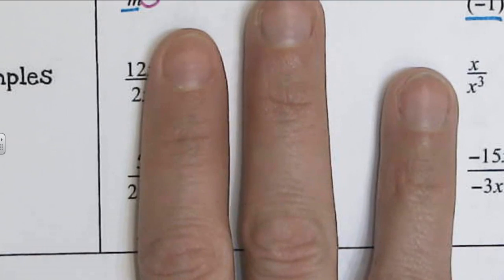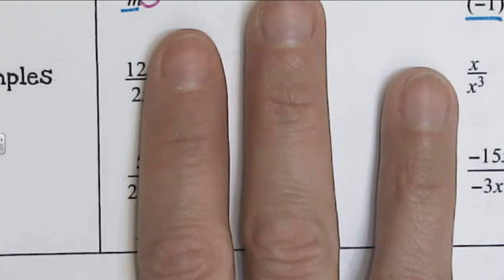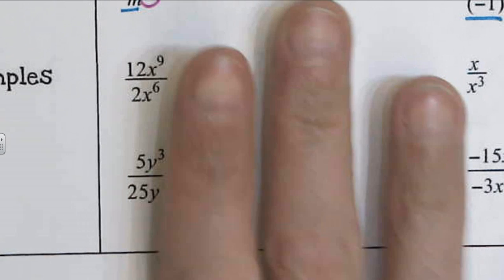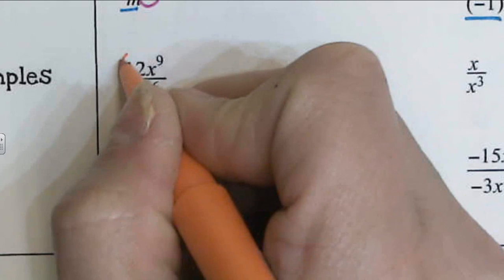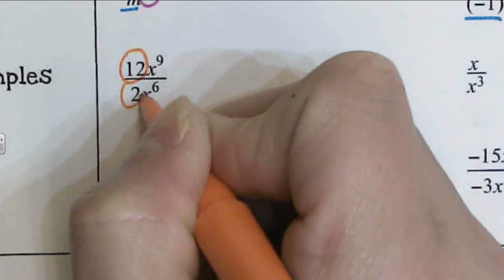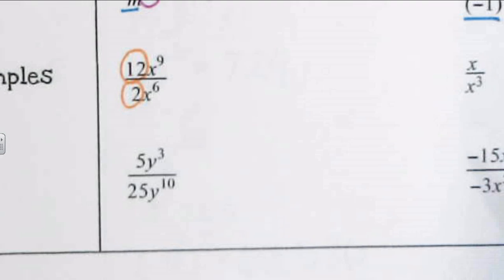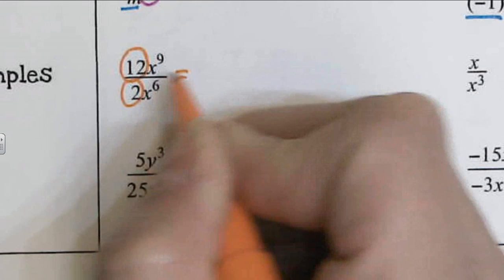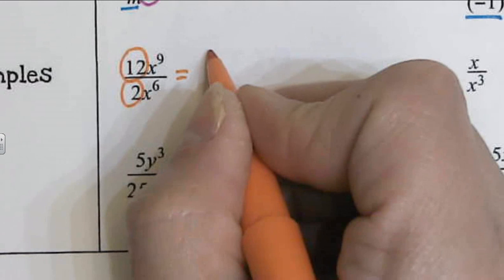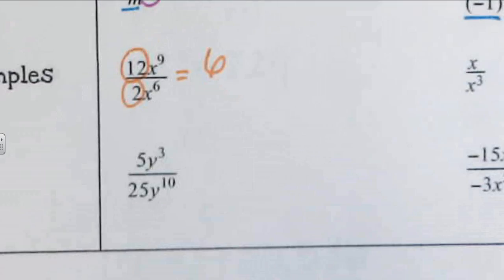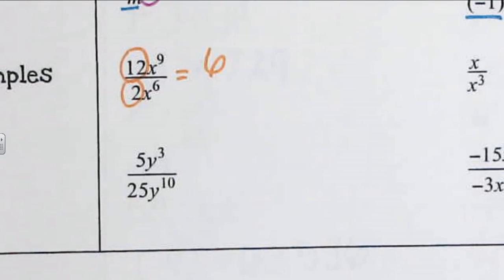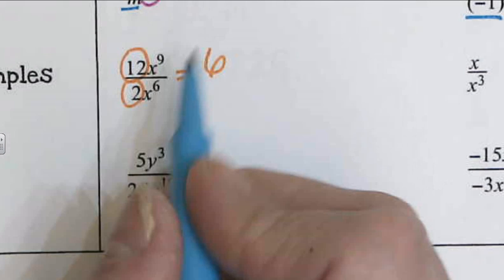So now I get to look at my variables. Numbers, numbers, letters, letters. I look at my variables and I see that I have that same base of x. And I see I have an exponent of 9 in my numerator and an exponent of 6 in my denominator. So my base stays the same as that x, but then I get to do 9 minus 6, which we know is going to be 3. So my final answer becomes 6x to the 3rd.